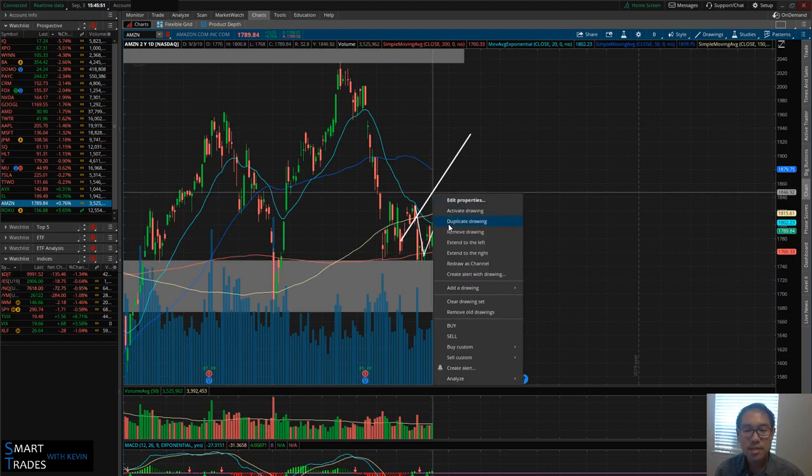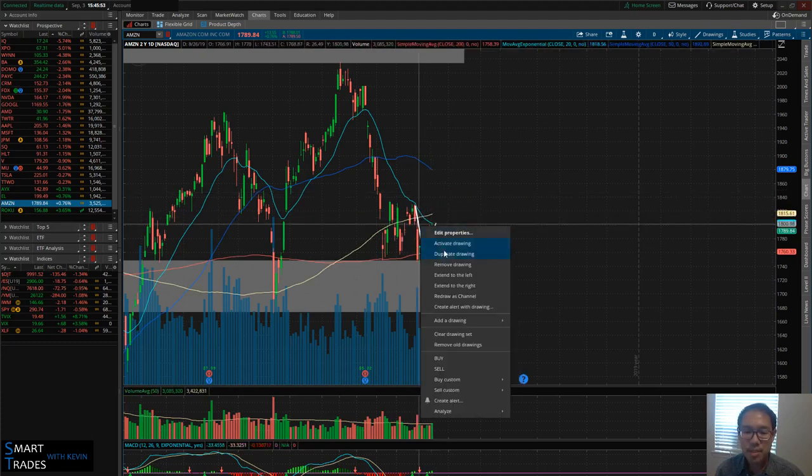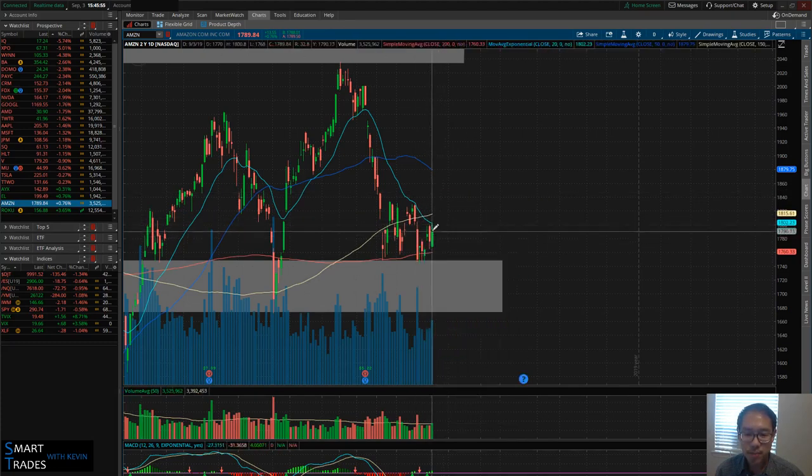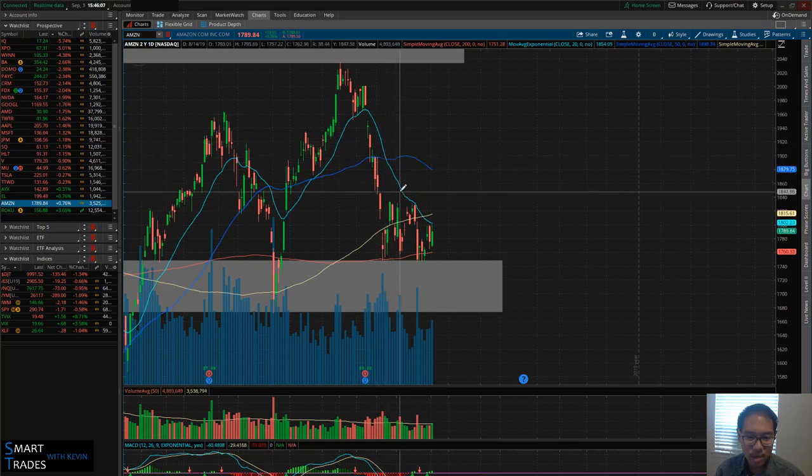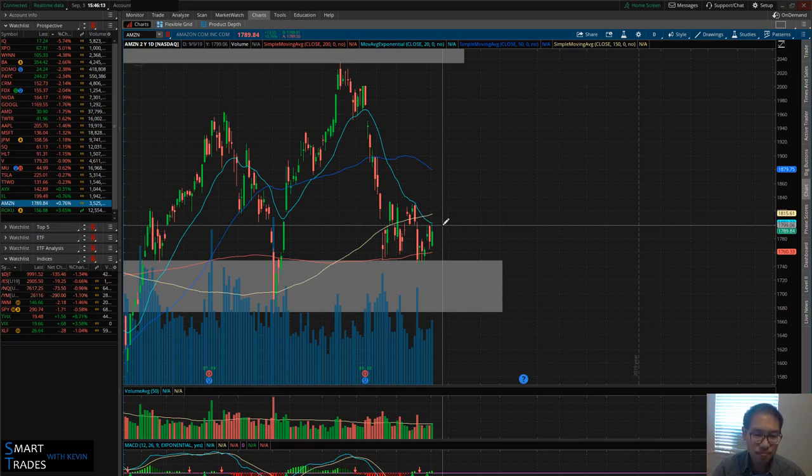So here's what I need to see for Amazon. Amazon needs to close over the 20 period moving average. That's the first step for bulls to tell me Amazon has reversed. Until then, this is not a very convincing pattern. You can see getting rejected at the 20, here's the light blue line, right? Rejected at the 20 period moving average, still getting rejected at the 20 period moving average. If we can push over, that's bullish, I think.